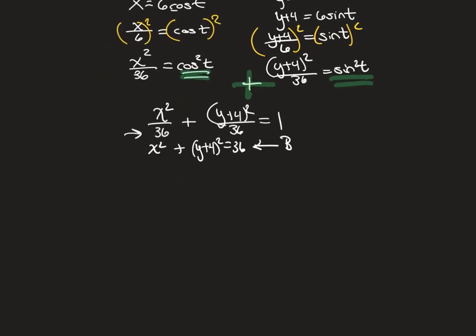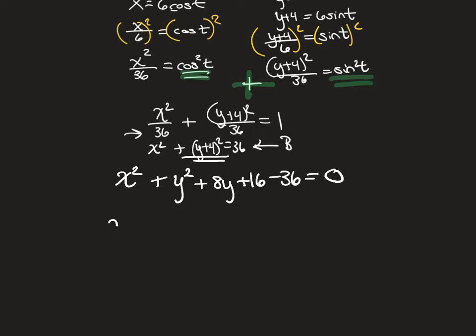And then it says it wants us on line C to write it in general form. So general form is where it equals 0, it's all multiplied out. So my x squared is going to be left alone. I'm going to FOIL this piece out. So when you do that, you get y squared plus 8y plus 16. I'm going to minus the 36 over so it equals 0. x squared plus y squared plus 8y minus 20 equals 0. This is the answer for line C.